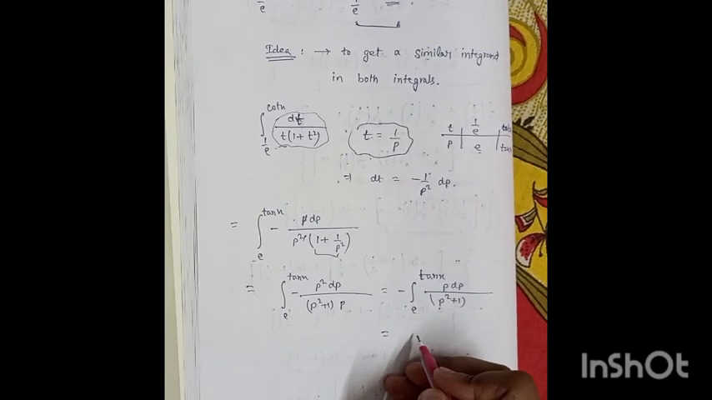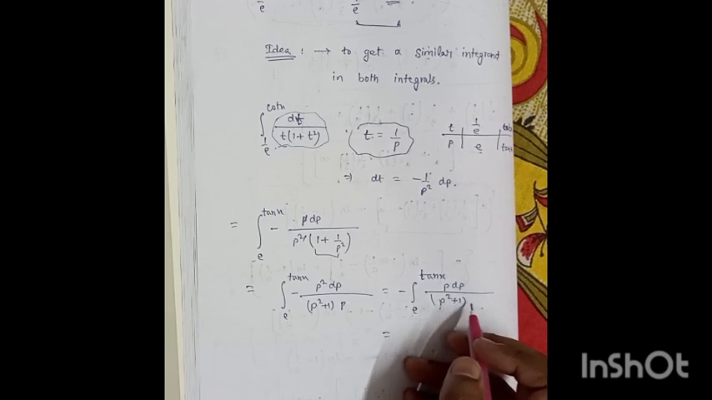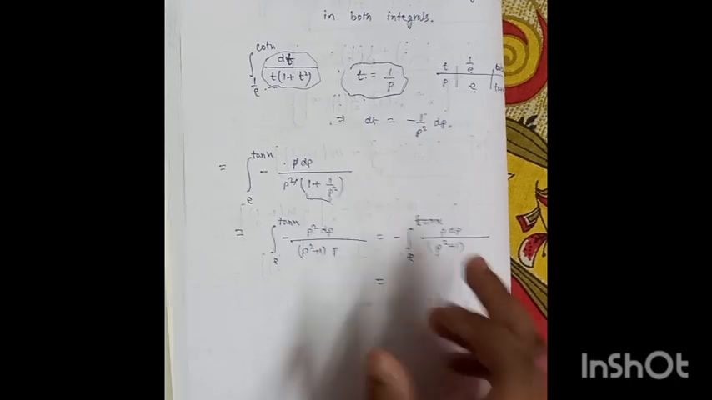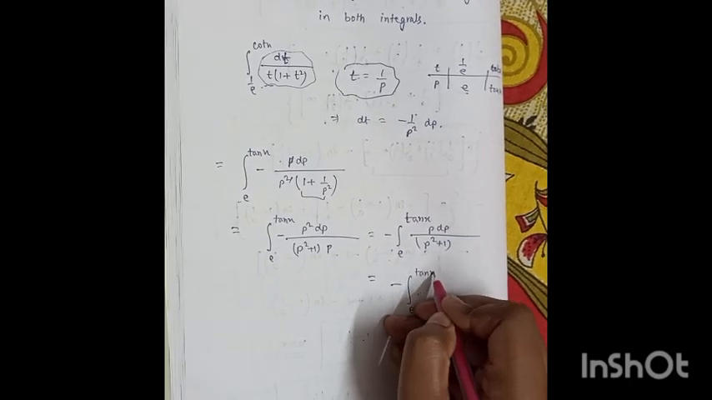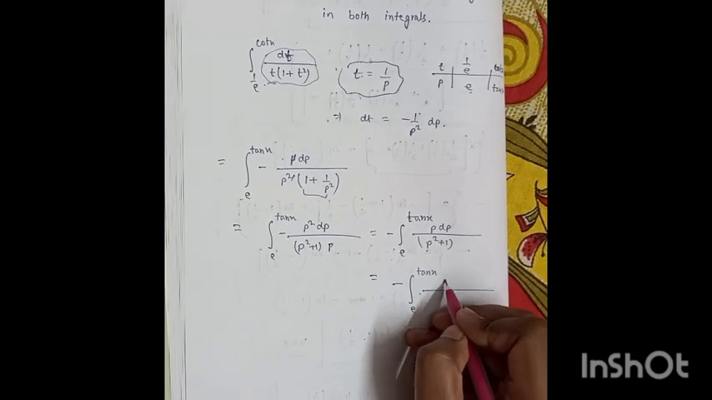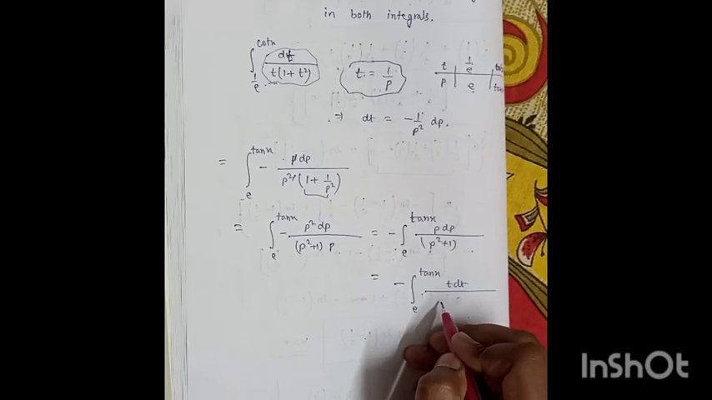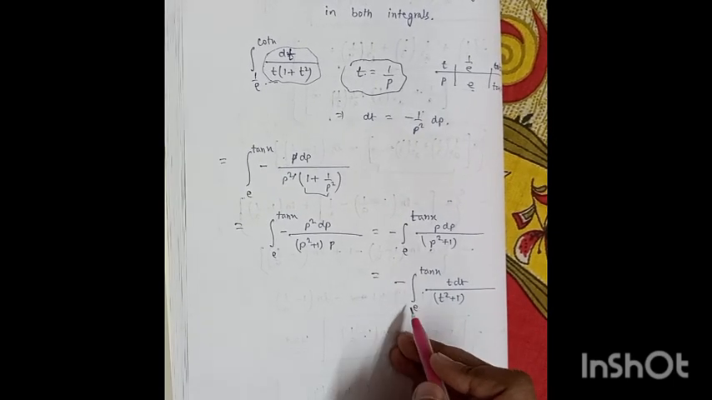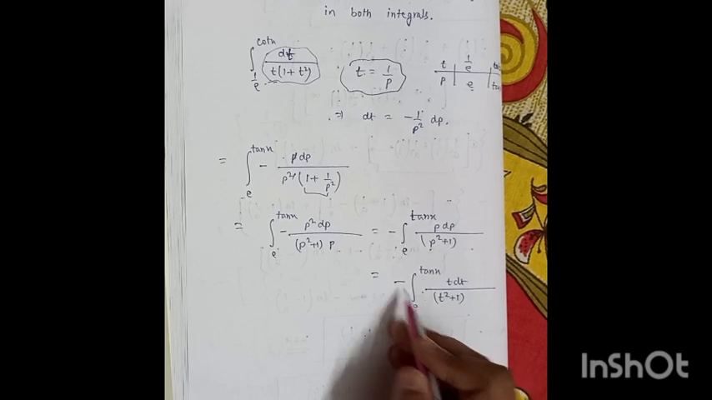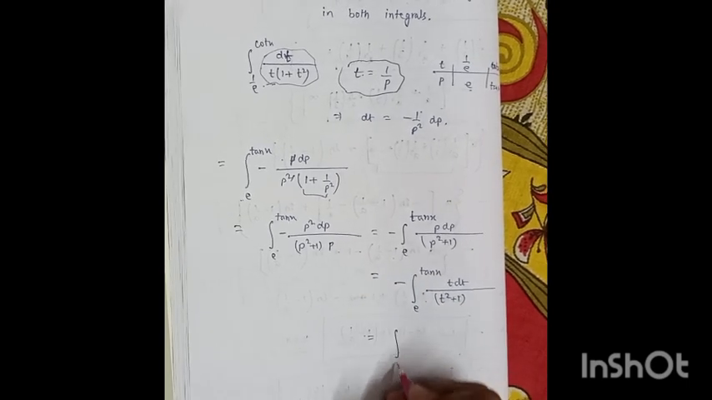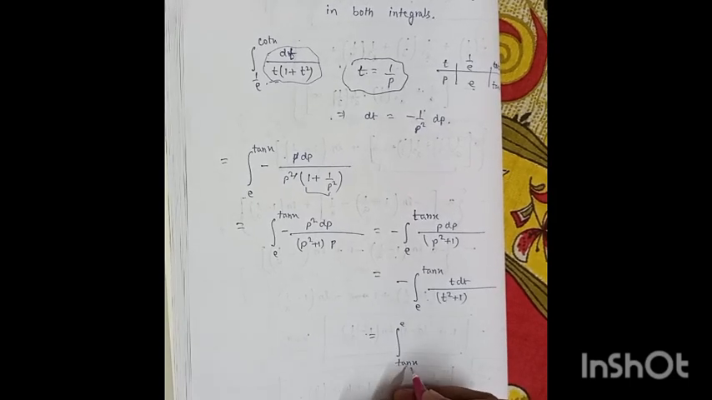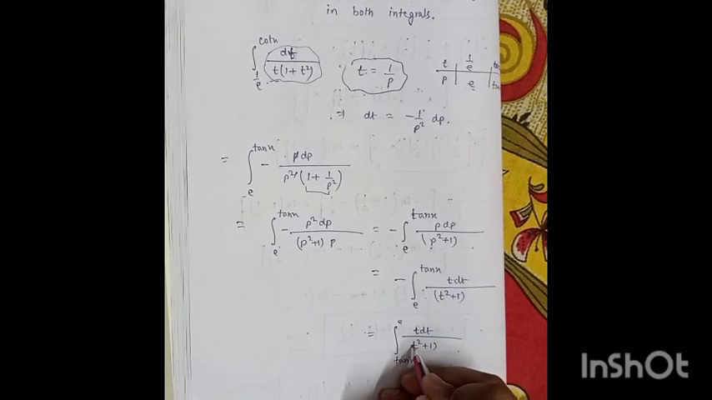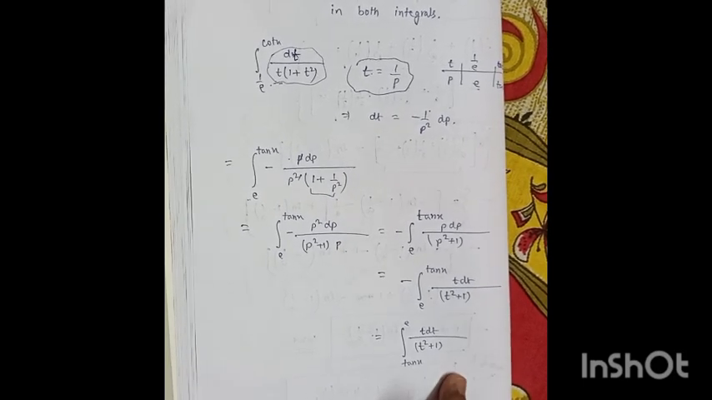We know that the value of a definite integration does not depend upon the choice of variables. So we can replace p with t here. So this integral becomes the negative of the integration from e to tan x of t dt over t square plus 1. The negative sign is outside the integral. If we invert the limits, the negative sign will get cancelled. So this integral becomes the integration from tan x to e of t dt over t square plus 1. This is the second integral.